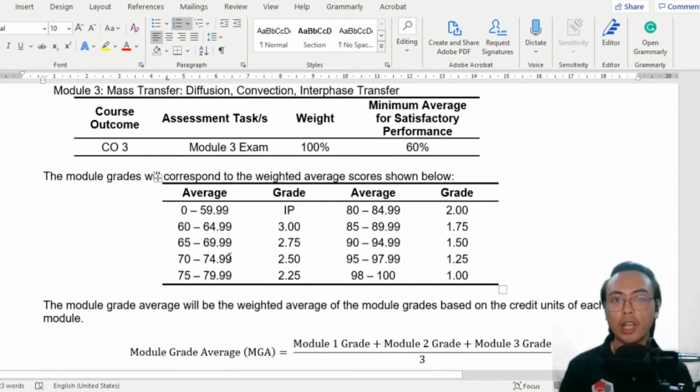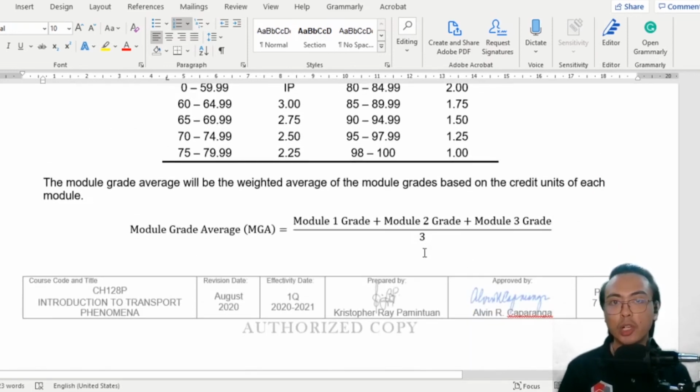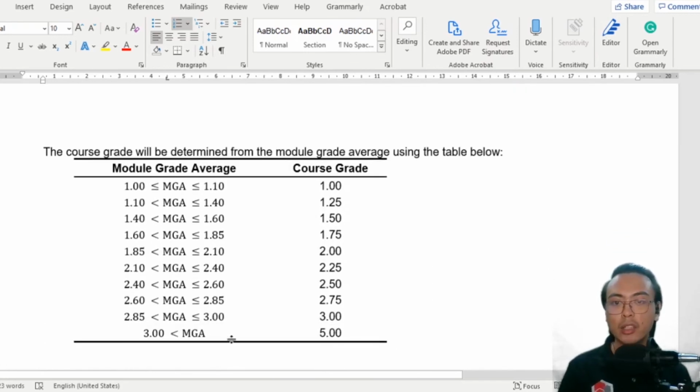This is how your grade average would be converted to a numerical grade. You see here that if your grade is below 60, you get IP and not 5. For the module grade average, as I have mentioned earlier, this will be computed as the average of your 3 module grades. And then your module grade average will be converted to a numerical course grade using this table here. If your module grade average is less than 3, meaning that you have 3 IPs for the 3 modules, then your grade is 5.